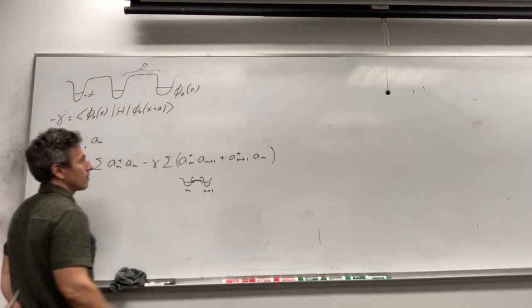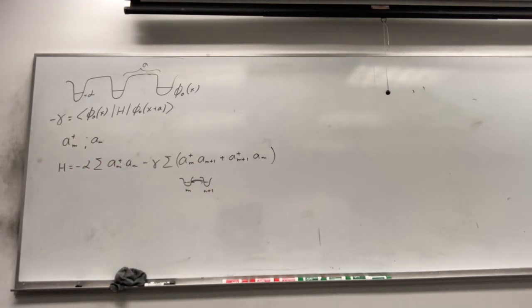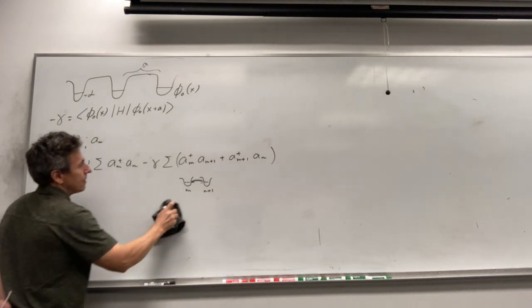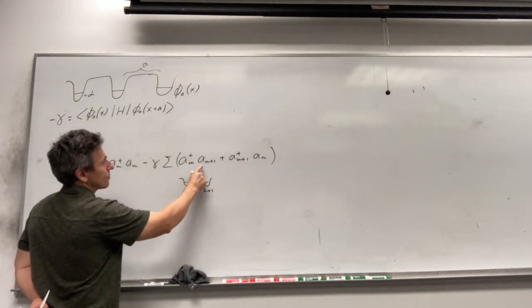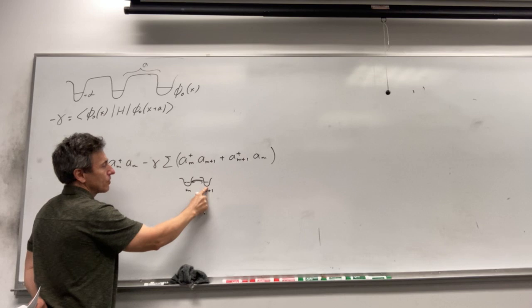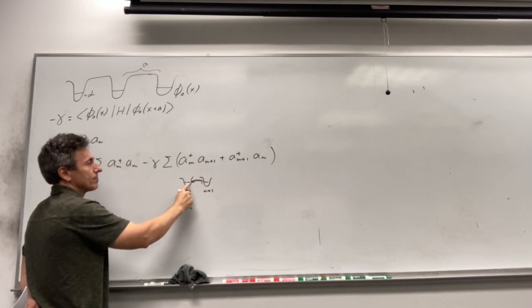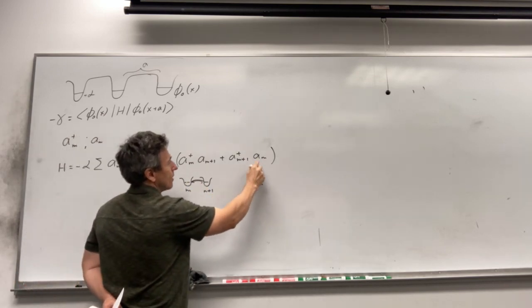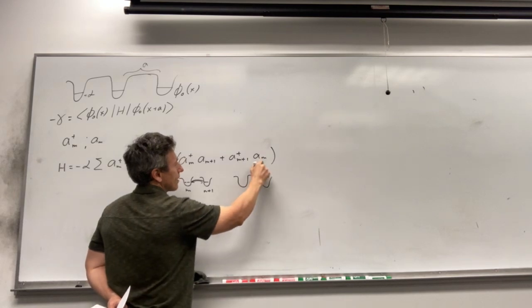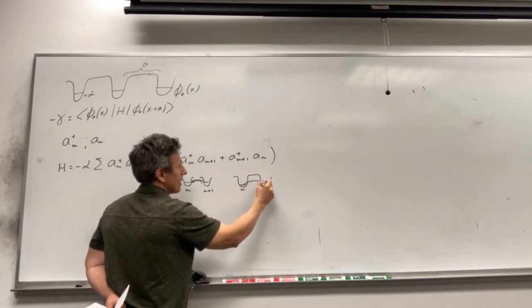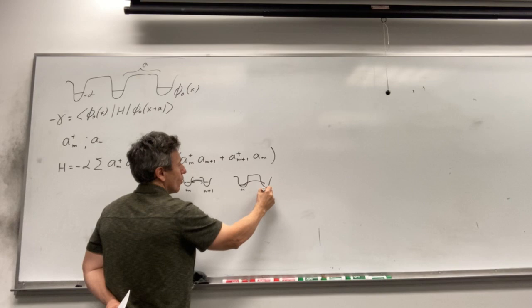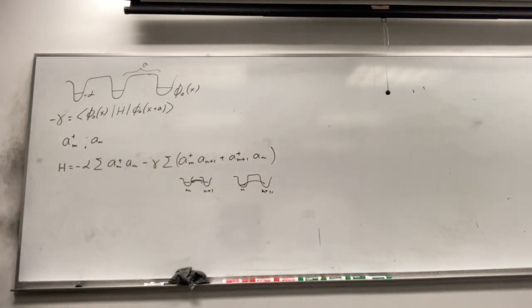So we can introduce this in terms of the second quantization approach. This describes that we annihilate an electron in state m plus 1, and then we create an electron in state m. And this corresponds to annihilating an electron in state m, and then creating an electron in state m plus 1. So again, it's hopping between these two nearest neighbor states.